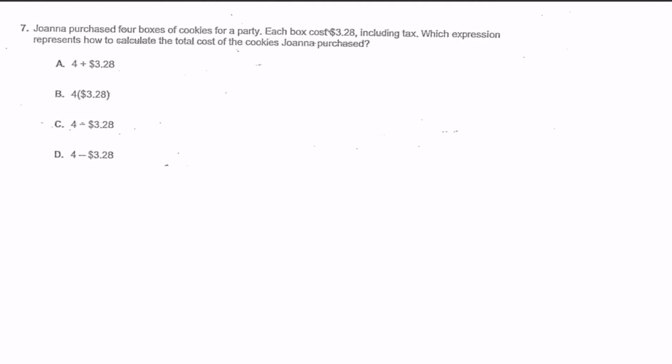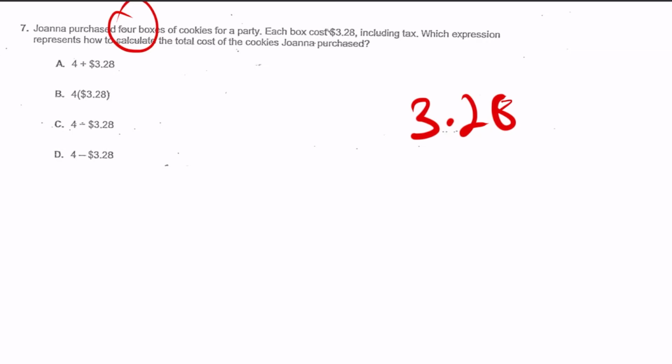Question 7 says, Joanna purchased 4 boxes of cookies for a party. Each one of the boxes costs $3.28, including tax. So that's the complete cost for each box. Which expression below represents how to calculate the total cost of cookies Joanna purchased? Well, the first thing we need to look at is we know that it was $3.28 per box. Let's make that look like an 8. It also says that Joanna purchased 4 boxes. So we're timesing this whole thing by 4.